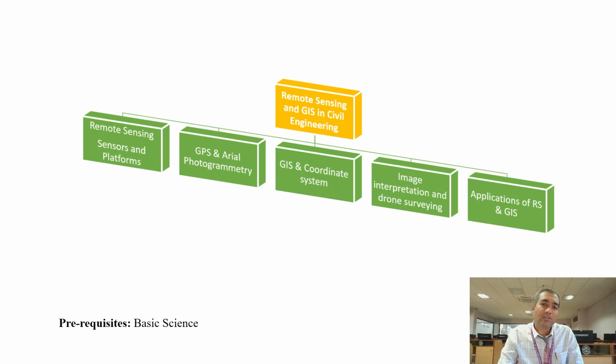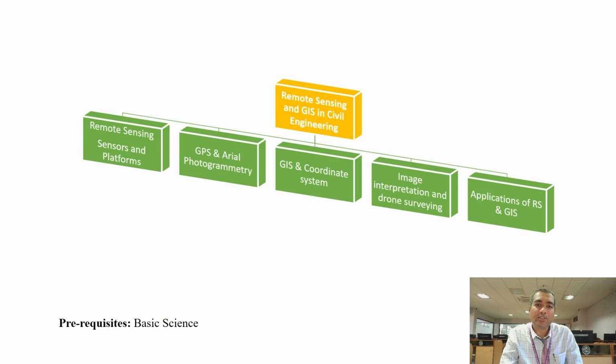Coming to the curriculum, remote sensing and GIS is divided into 5 units. In the first unit, you are going to learn about remote sensing, sensors and platforms. In the second unit, you are going to learn GPS, DGPS, and photogrammetry. In the third unit, you are going to learn about GIS. In the fourth unit, you are going to learn about image interpretation and drone survey. And in the last unit, you are going to learn about applications of remote sensing and GIS.